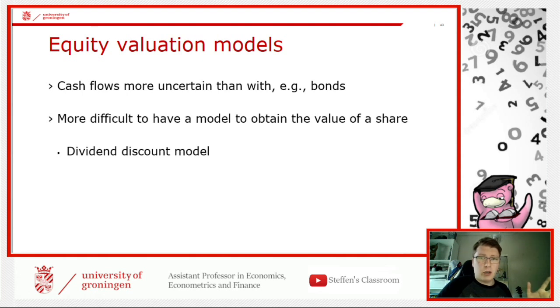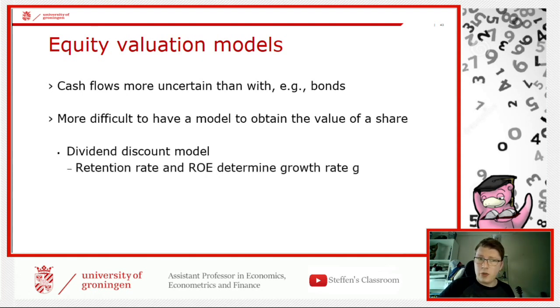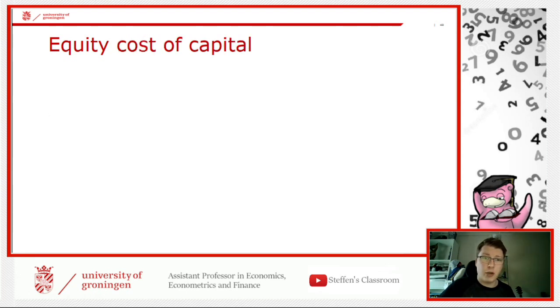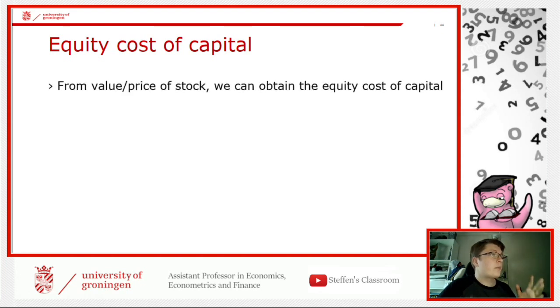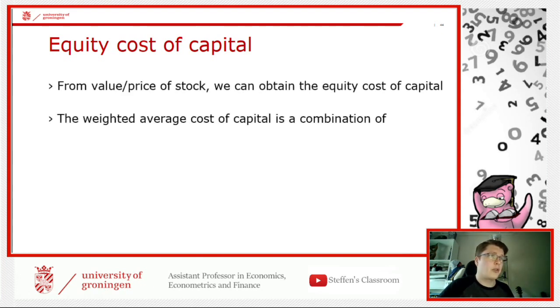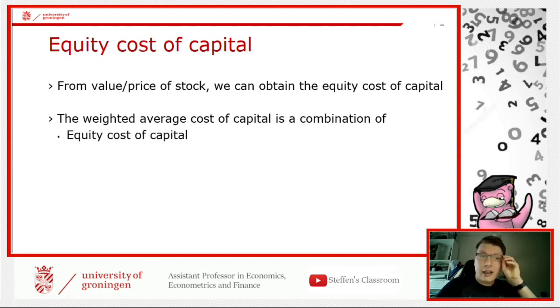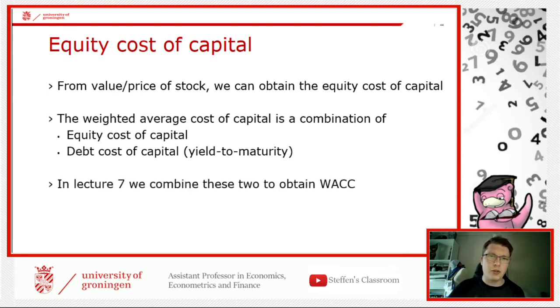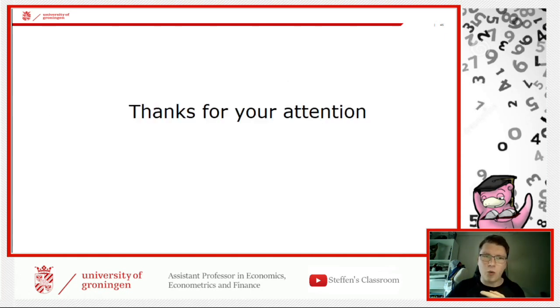So you have the dividend discount model we covered today. This is where we talk about the retention rate, ROA and the growth rate. Then we have the discounted free cash flow model, which builds on what we did last week, where we see the firm as a collection of projects. We sum them all up and we get an implied equity value, right? And then we can also obtain the cost of equity this way. And we have to remember that this whole thing is just an input into the weighted average cost of capital, which consists of the yield to maturity, that's the debt side of things, and the equity cost of capital, which we started on today. Put them together and you get the WACC, right?